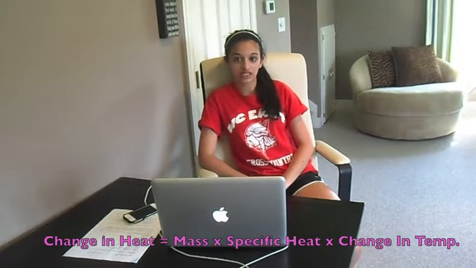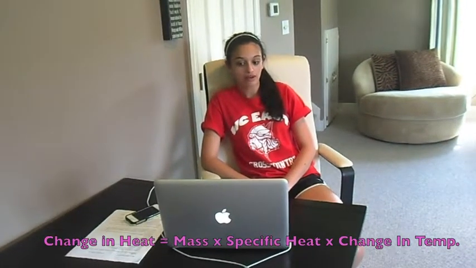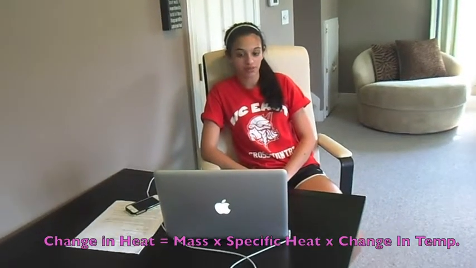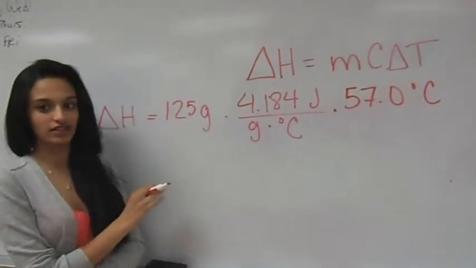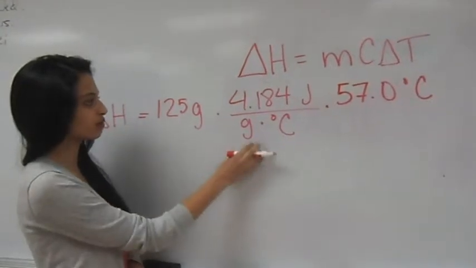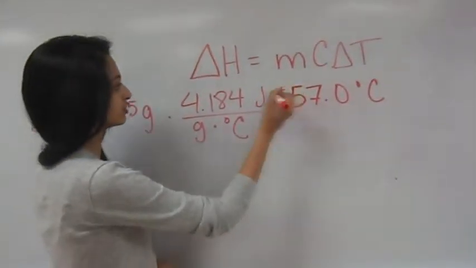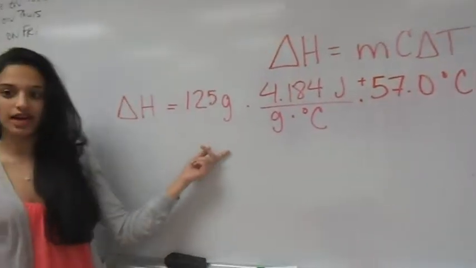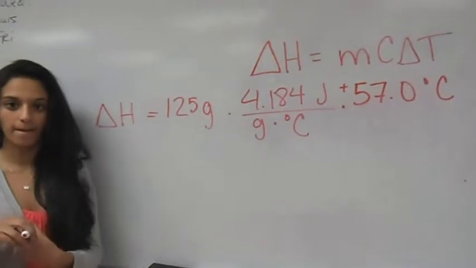The specific heat capacity can be found on your green table, depending on which substance you're dealing with. But make sure you memorize that the specific heat capacity of water is 4.184 joules over grams times degrees Celsius. Let's try our problem. Our mass is 125 grams, our specific heat is 4.184, and our change in temperature is a positive 57 degrees Celsius. So when we multiply this out, we get our change in heat, which shows us that this is an endothermic reaction.